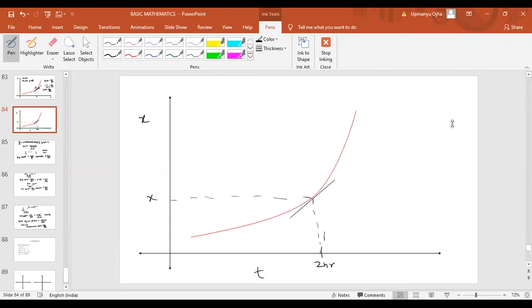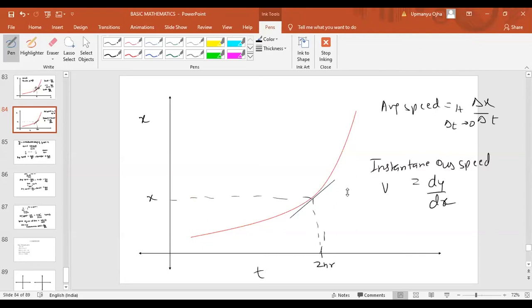Now here, limit delta t tends to 0, because the time interval is very, very small. So instantaneous speed is basically what? The slope of the curve, that is dy by dx. That is v, the instantaneous speed. That is the usefulness of the derivative: to find the rate of change of x with respect to time at that particular time t. Here, dy by dx means the rate of change of y with respect to x at that particular x, and here the rate of change at that particular t is basically the instantaneous speed.